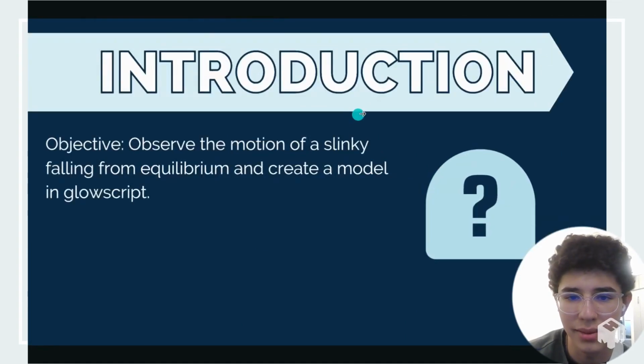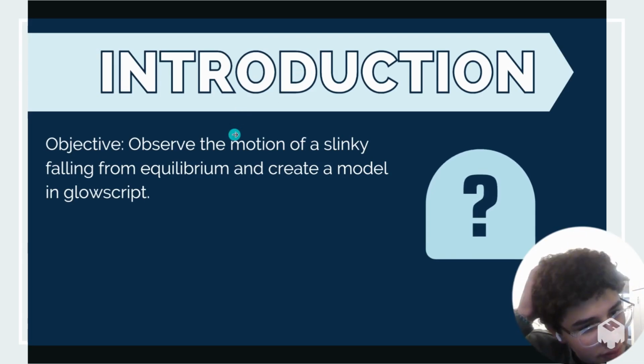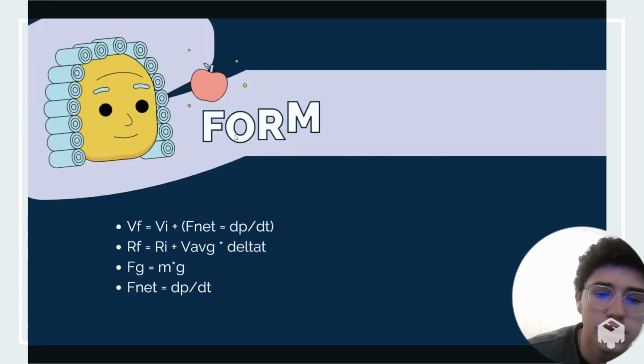So, for this lab, I was a little short on time. I decided to use one of the videos that they provided, so I did the slinky video. Observe the motion of a slinky falling from equilibrium and create a model in GlowScript.